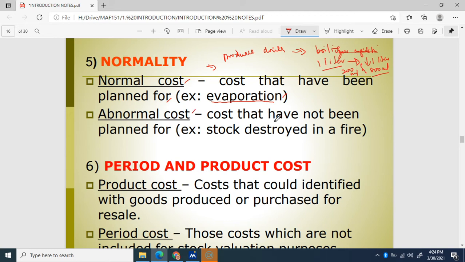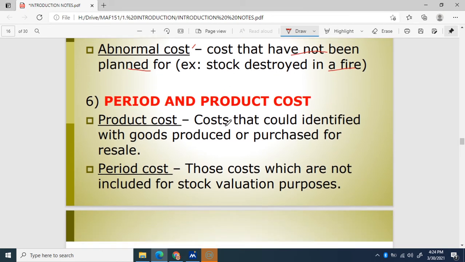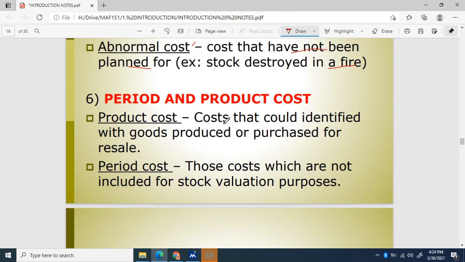Abnormal cost is the cost that has not been planned for and is not expected to happen, such as stock destroyed in a fire or flood. There is damage of material in the store, so that will be abnormal cost. Number 6 is period cost and product cost.